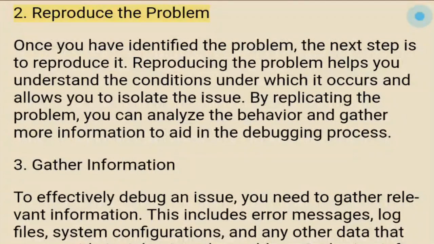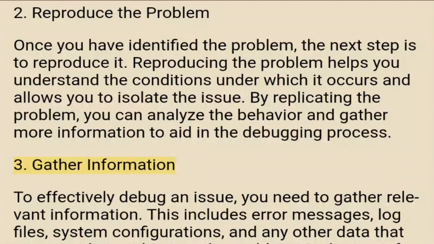2. Reproduce the problem. Once you have identified the problem, the next step is to reproduce it. Reproducing the problem helps you understand the conditions under which it occurs and allows you to isolate the issue. By replicating the problem, you can analyze the behavior and gather more information to aid in the debugging process.